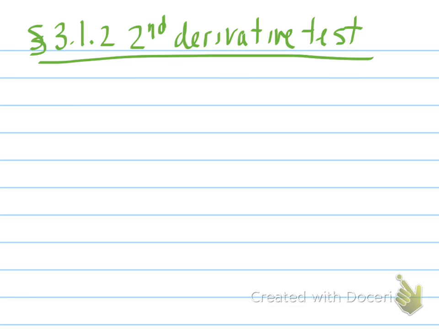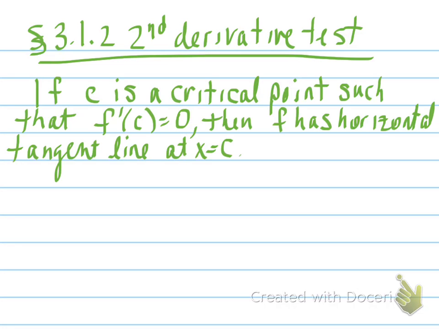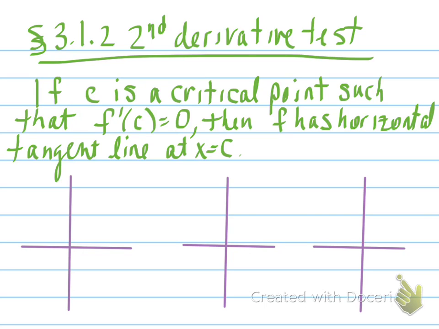This is the second video for section 3.1 where we'll talk about the second derivative test. The second derivative test gives us another way to determine whether or not critical points are maxes or mins. So let's think about critical points of the type f prime of c equals 0. If that's the case, then f has a horizontal tangent line at x equals c. So let's see some examples.